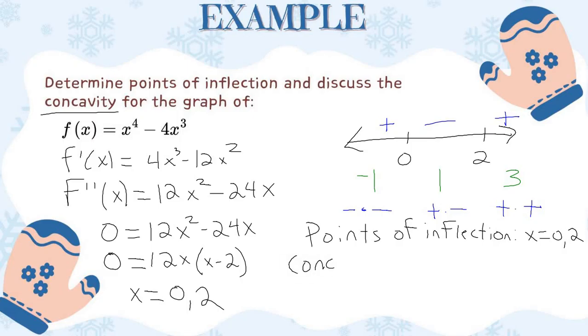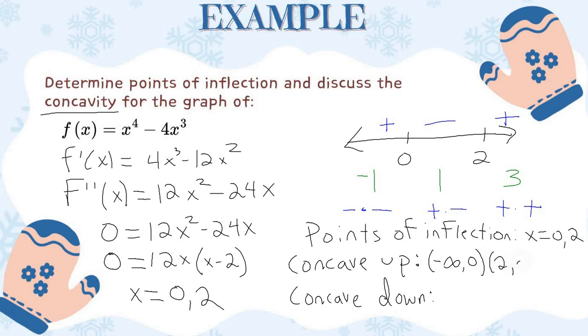So where are we concave up? It's going to be an interval: negative infinity to 0. Anywhere else? 2 to infinity. So then where are we concave down? Or where is it negative? Between 0 and 2.